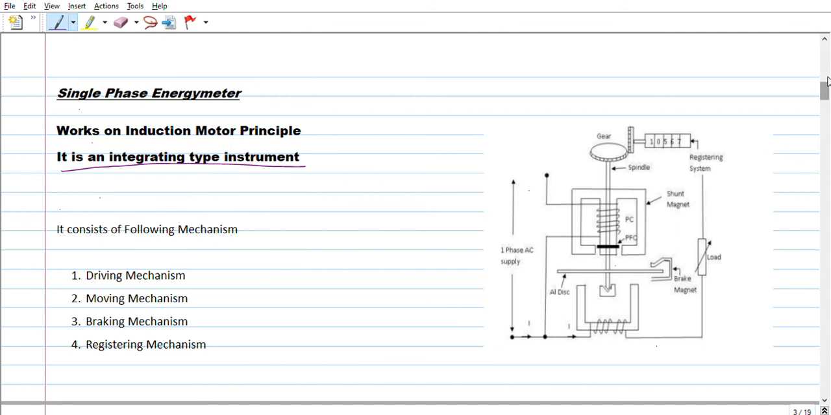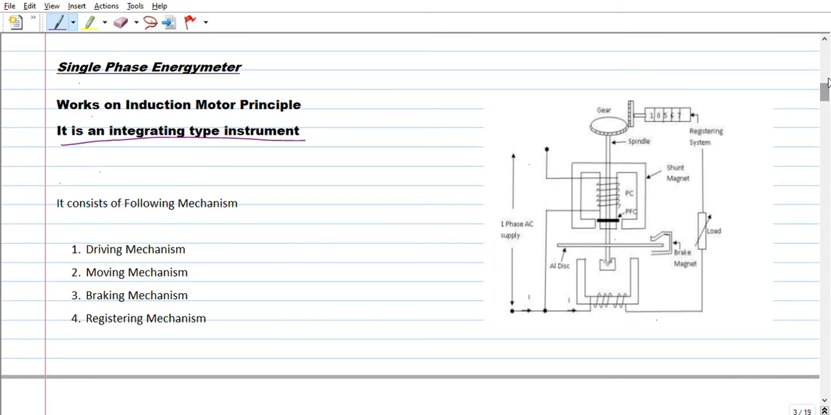അല്ലേ, parts എന്ന് പറയുമ്പോൾ എന്തൊക്കെയാണുള്ളത്? ഷണ്ട് മാഗ്നറ്റ് ഉണ്ട്, സീരീസ് മാഗ്നറ്റ് ഉണ്ട്, ബ്രേക്ക് മാഗ്നറ്റ് ഉണ്ട്. ഷണ്ട് മാഗ്നറ്റ് എങ്ങനെയായിരിക്കും കണക്ട് ചെയ്തിരിക്കുന്നത്? ഷണ്ട് മാഗ്നറ്റ് is across the supply and the series magnet is connected in series with the load, or load current, അല്ലേ, in series with the load.